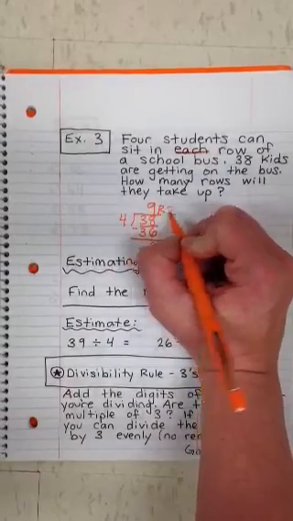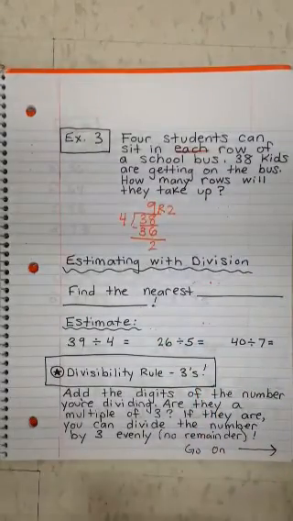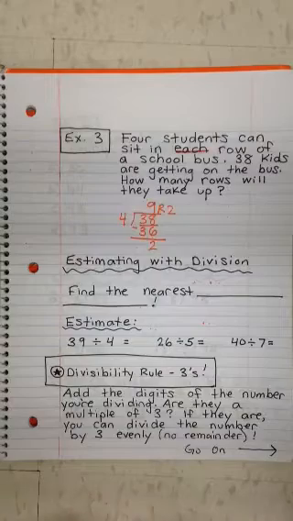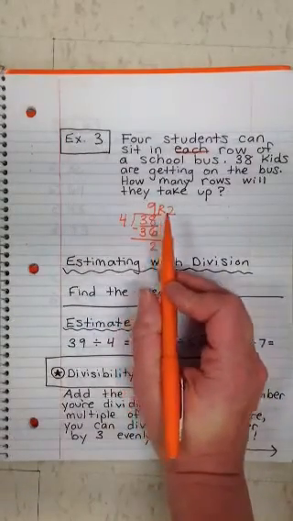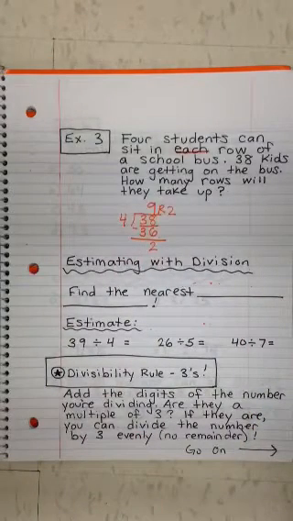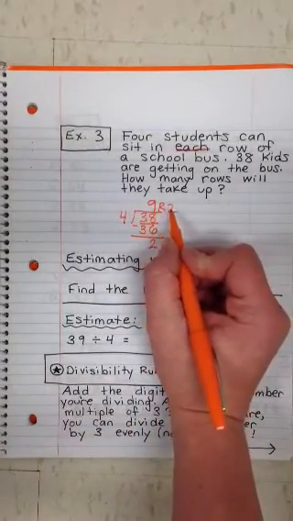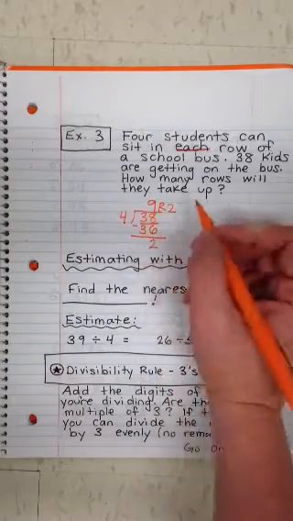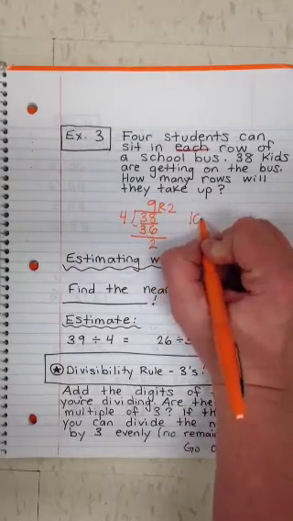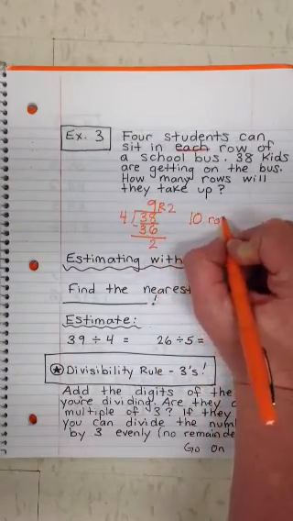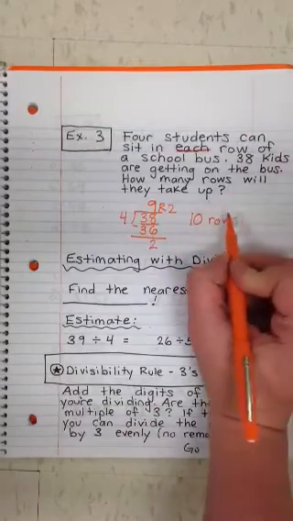Well, okay, when I answer my question here I get 9 remainder 2. That's the correct answer to my problem, but it doesn't really answer my question. How many rows are these kids going to take up? Well, 9 of my rows will be totally full, but that last row is going to have 2 kids in it. So my answer is really, they're going to take up 10 rows in that bus.